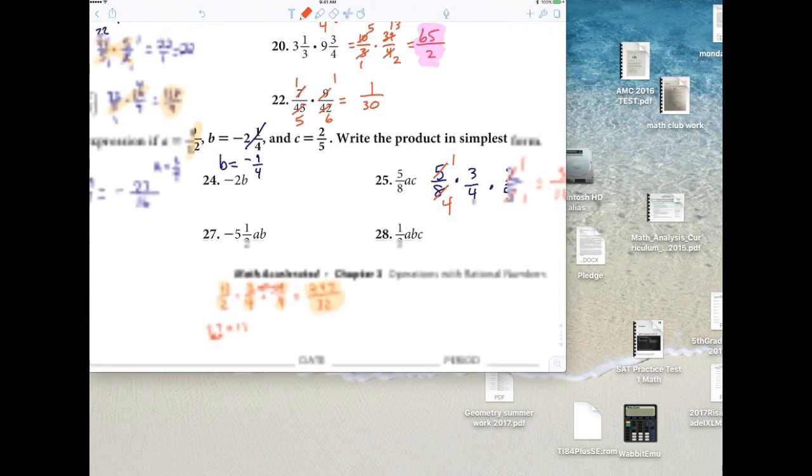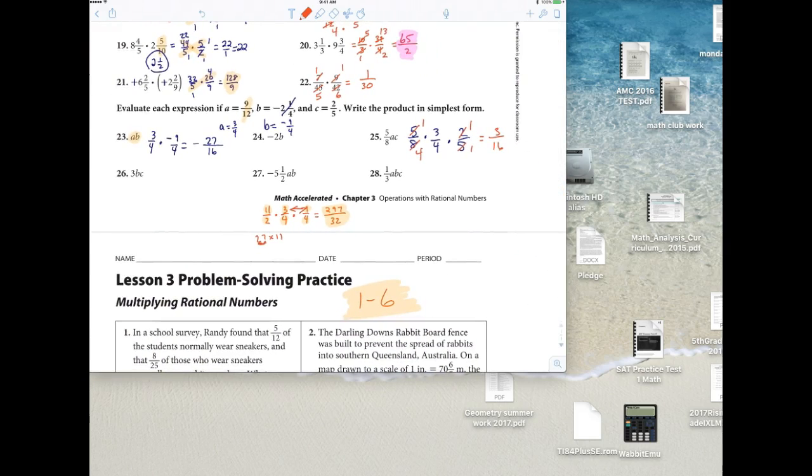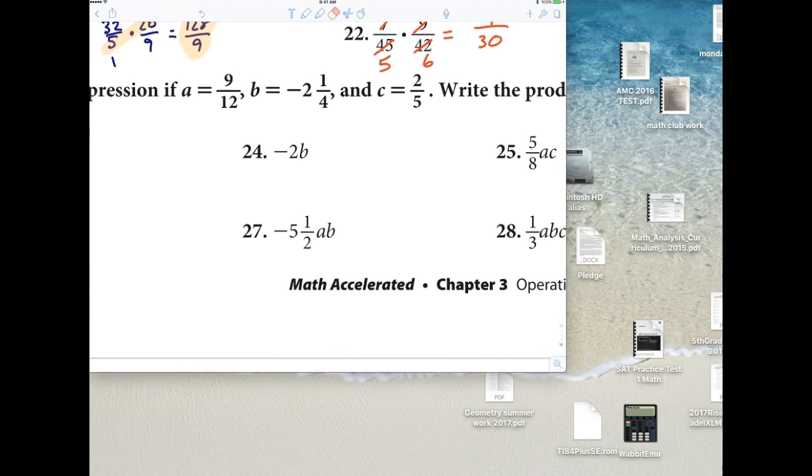Now, I want everybody to take a look at what I did on 23. I'm going to erase this real quick so we're not distracted. All right, so now I want to look at the algebra part of it. The first thing I want everybody to notice is this right here. When you see 9/12, you should never leave it as 9/12. You should just rewrite that as what? A is 3/4.